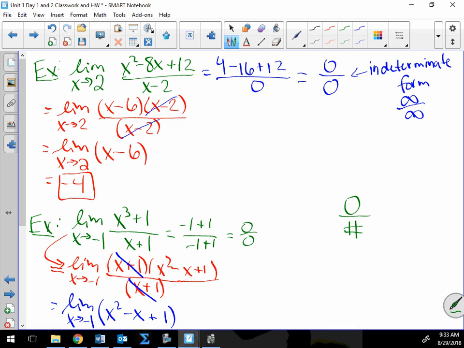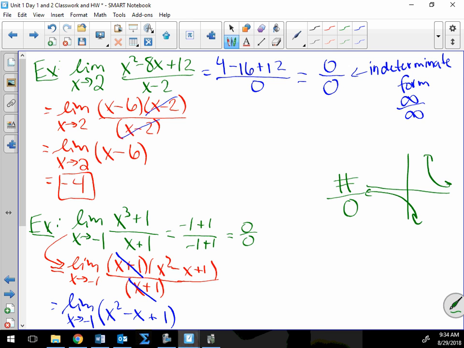Let me ask you another question. This is going to come into play later, but what if I had number over 0? That's undefined. What does that indicate when we have that? Good. What's happening on the graph? Yeah, it's a vertical asymptote. Okay, so that's going to come into play in just a moment.